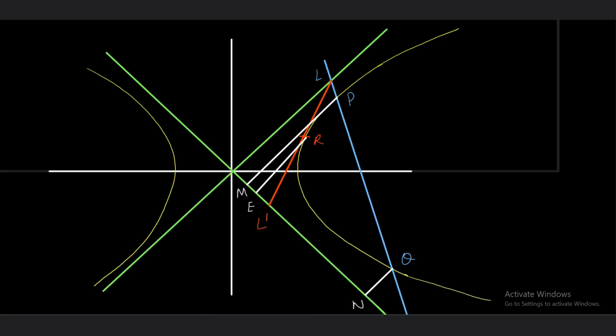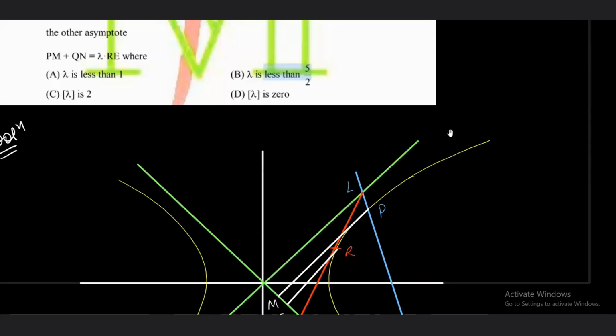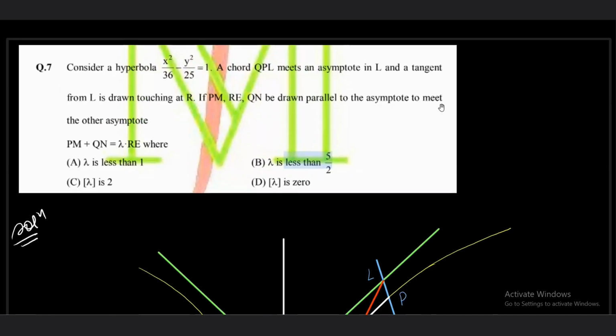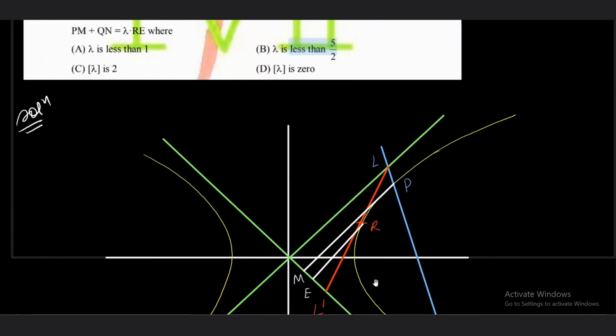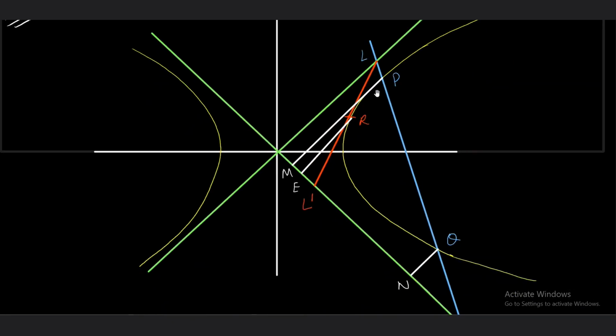So these are the different points that we are getting over here. Now what next? Parallel to asymptote to meet the other asymptote. Now they are saying that Pm plus Qn is equal to lambda RE. So let us see what is Pm. Pm ये रहा, Qn is equal to lambda times RE.